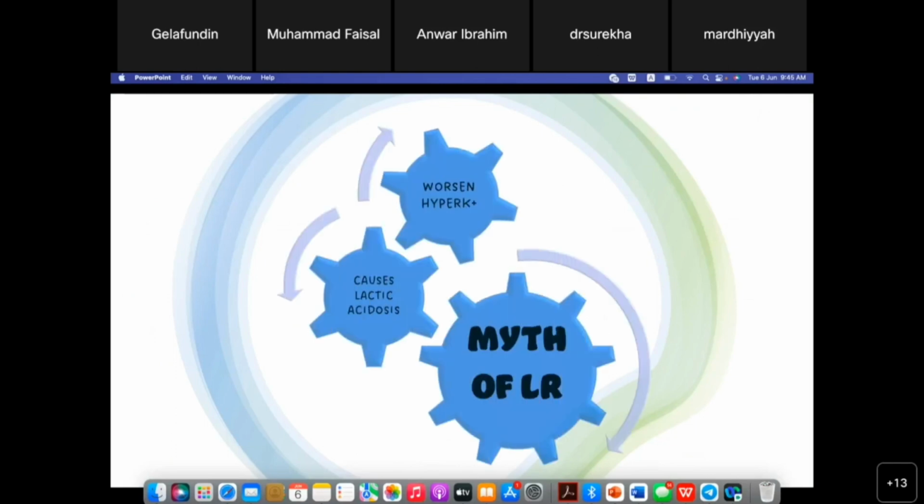Okay, so we have some myths about Ringer's lactate. It is said that using Hartmann's or Ringer's lactate can cause lactic acidosis, because it says there is lactate, so it can cause lactic acidosis. Okay, actually Ringer's lactate contains sodium lactate. And the sodium lactate is not an acid. It is actually a buffer. A buffer is a weak acid or weak base. And this lactate will be metabolized by the body and produce bicarb.